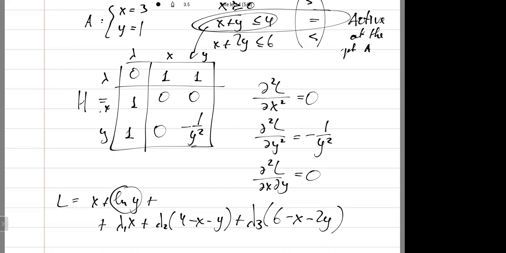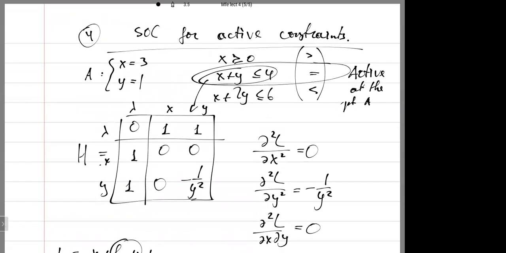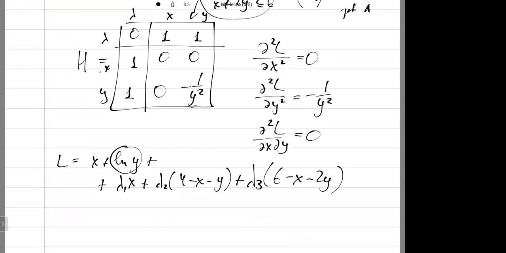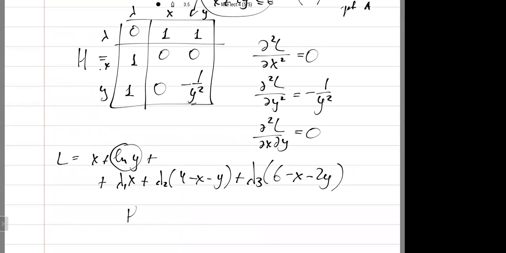So my bordered Hessian matrix. The only particularity here is that when you are constructing the bordered Hessian matrix, you do not consider all the constraints. You consider only active constraints. Only active constraints are included in the Hessian matrix when we work with inequality constraints. That's the only difference we have. So H at the point A is 0, 1, 1, 1, 1, 0, 0, 0, and it will be minus 1, I think.